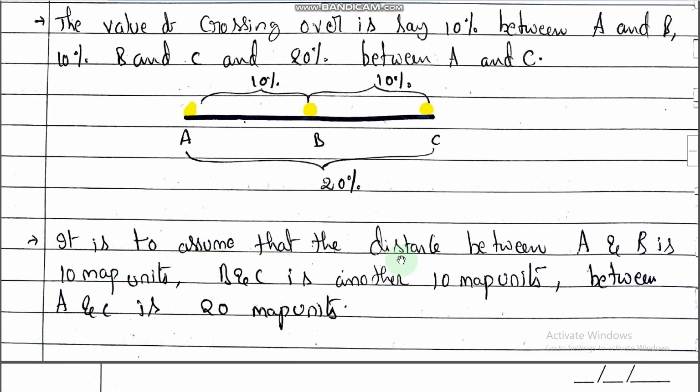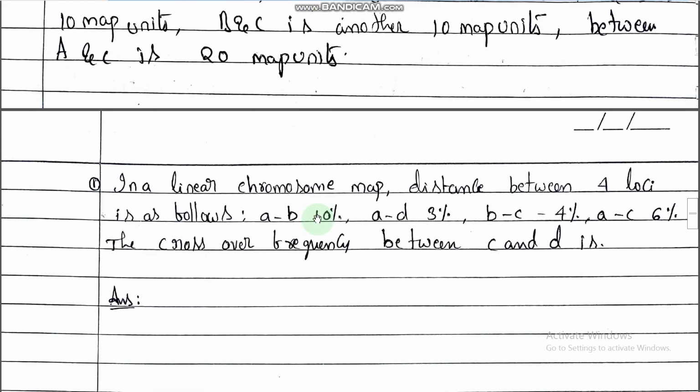It is to assume the distance between A and B is equal to 10 map units, B and C is equal to 10 map units, between A and C is equal to 20 map units, right? Okay, so let us do the problem here.